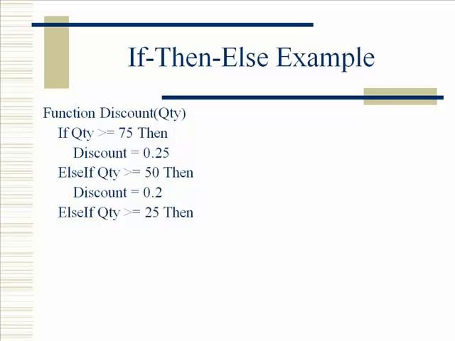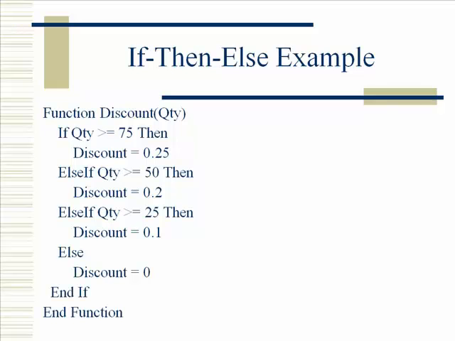By the same token, I can test if it's greater than 25. I know that it's less than 50 for 0.1. And I know then with an else statement that it's got to be less than 25. So my discount would be 0. And I finish my end statement and my function.